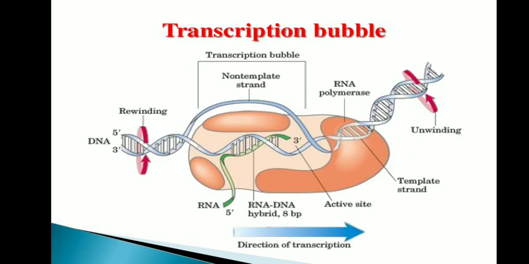You can see here the transcription bubble getting formed, and you can see how large the RNA polymerase is. In this way it moves forward in the downstream region, and unwinding as well as rewinding takes place. You can see here the transcription bubble size, which varies from 16 to 17 nucleotides in the prokaryotic system.